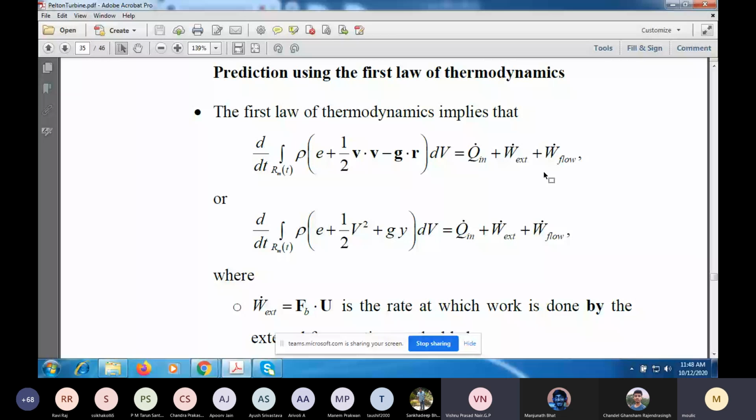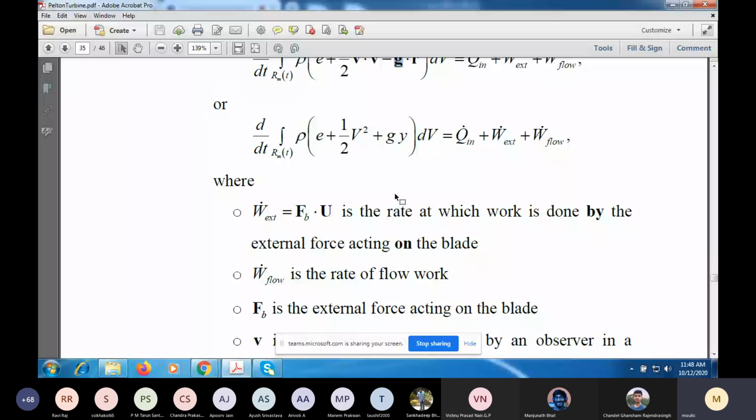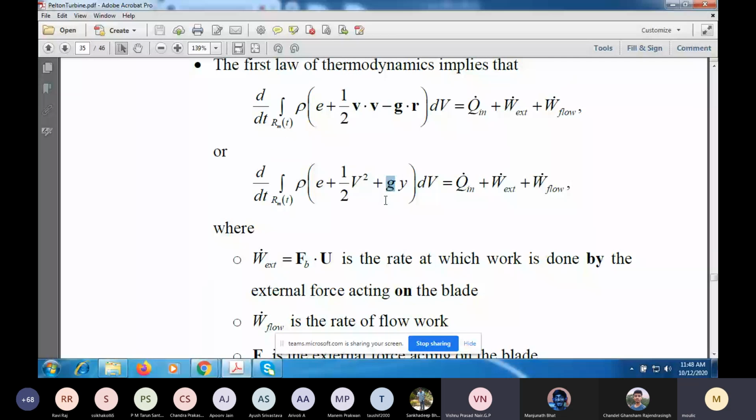So now I'm using the first law. Any other questions? No, sir. Okay.